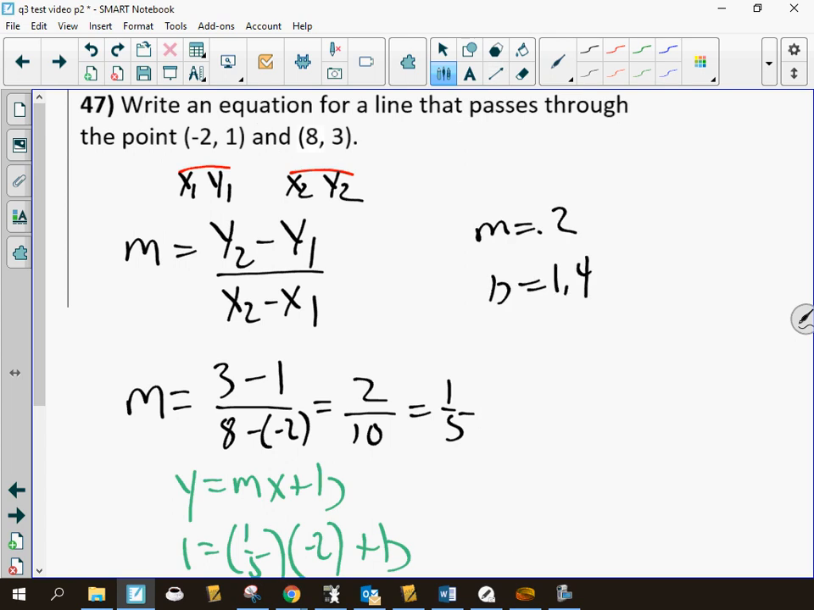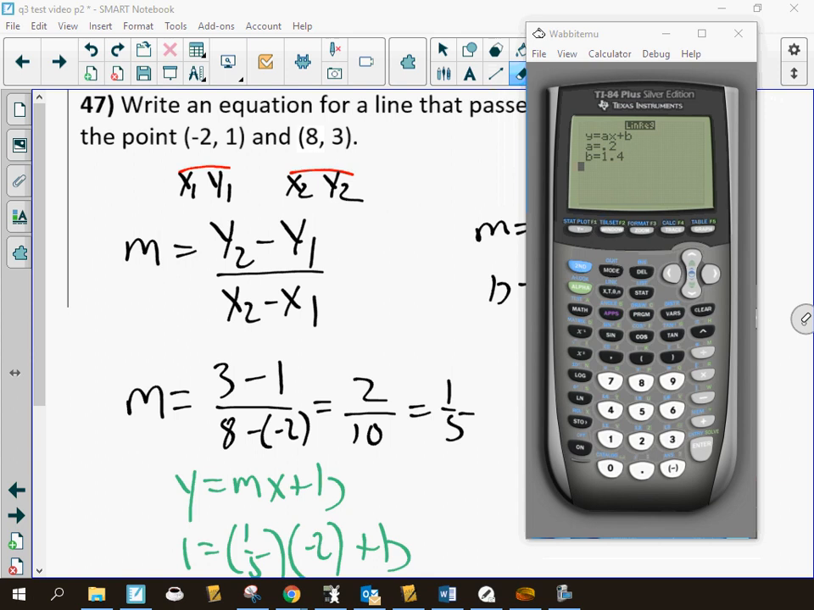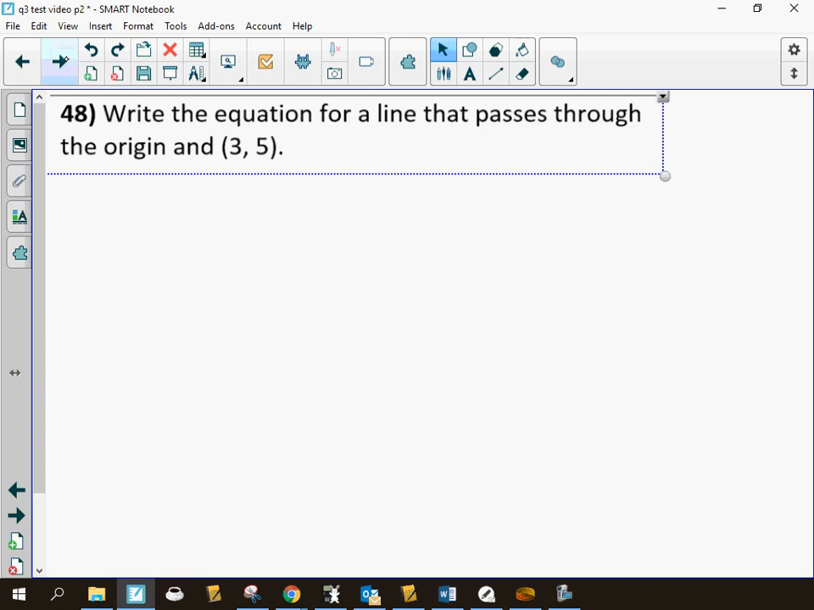Well, if we go back to our calculator, we go 0.2, and we go math, enter, enter. Sure enough, that's 1/5. If I go 1.4 and I go math, enter, enter, there's my 7/5. So you can use the calculator to do this problem if they give you 2 points. Now, you can say, but they didn't give us 2 points in this one. Well, yes, they did. It goes through the origin.